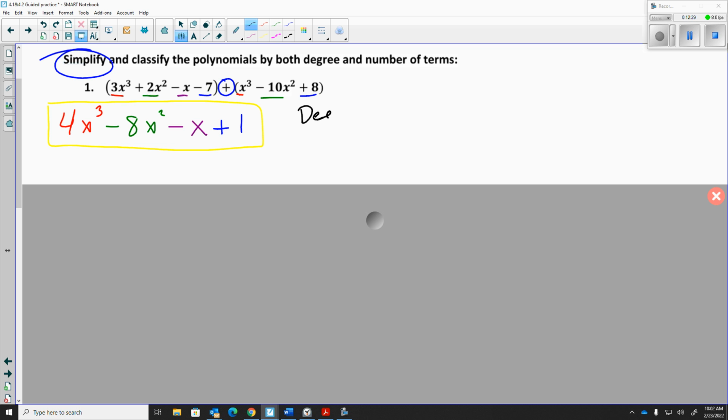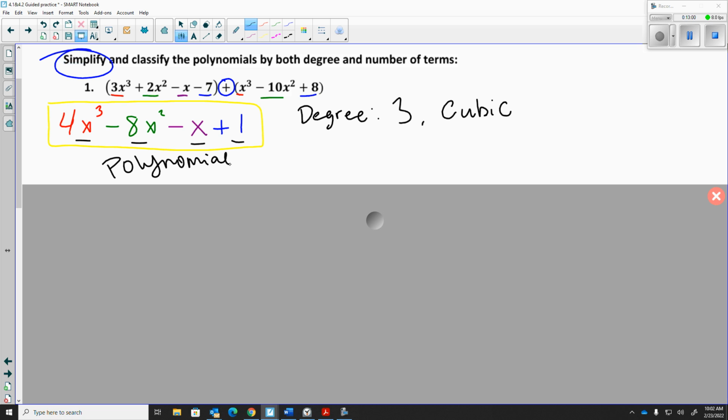All right, what degree is this? Remember, degree is exponents. It is a third degree polynomial, which means it is cubic. Okay? How many terms does it have? 4, which means it is what? A polynomial. There's 1, 2, 3, 4 terms. So it's a polynomial. Cool? Does that make a little bit of sense?